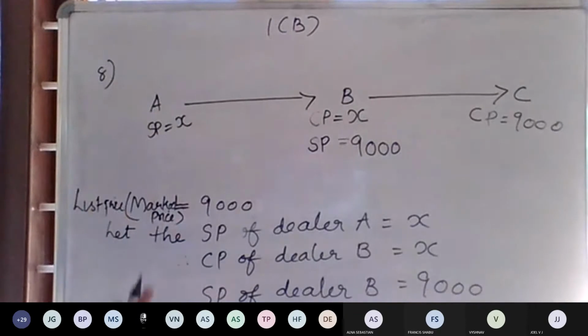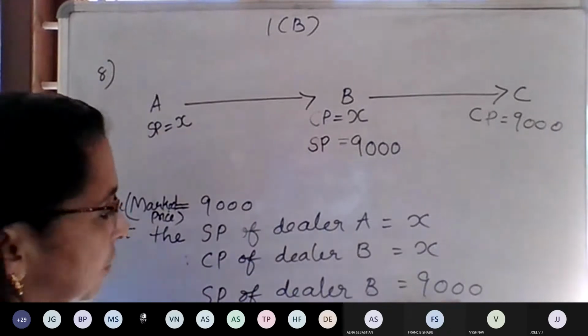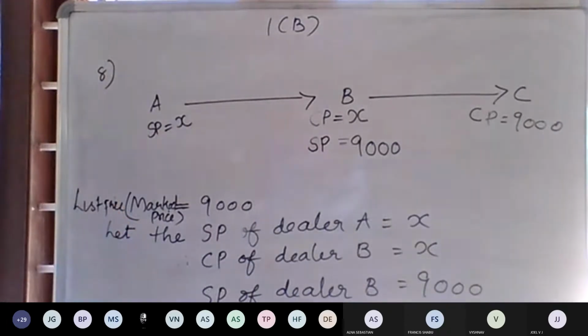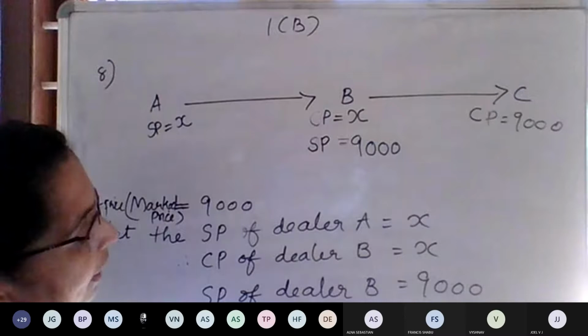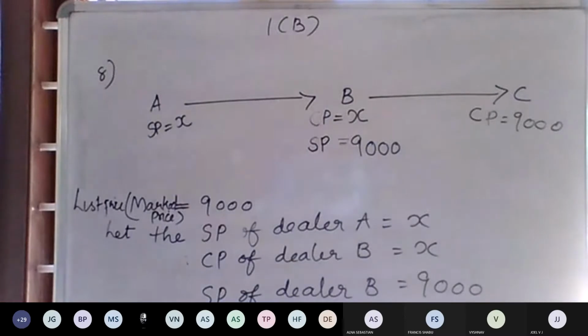This step we want to write from the question. It is given in the question. That's why we are writing SP of dealer B is 9,000. The sentence is: dealer B sells the same article to a customer at its list price. Therefore, CP of dealer C is equal to 9,000 itself.